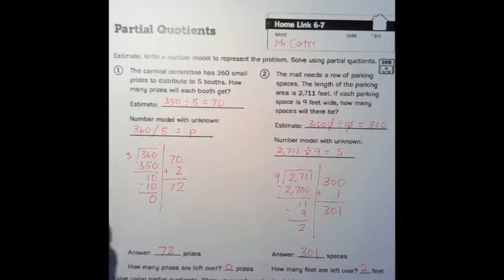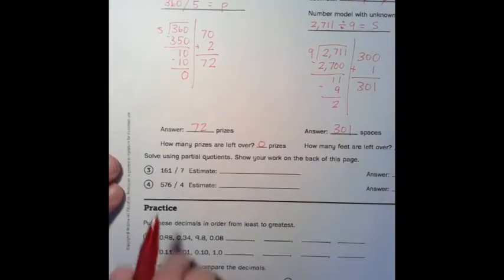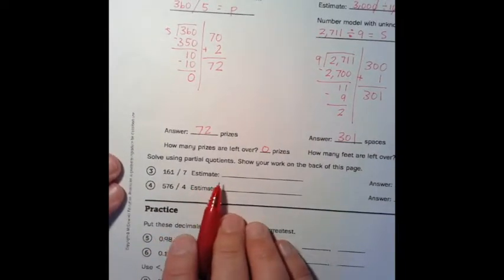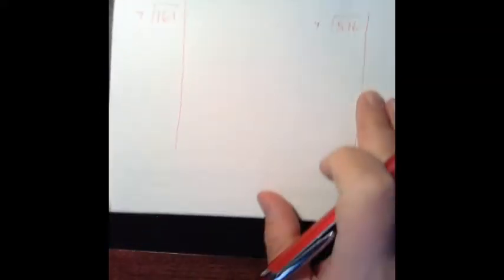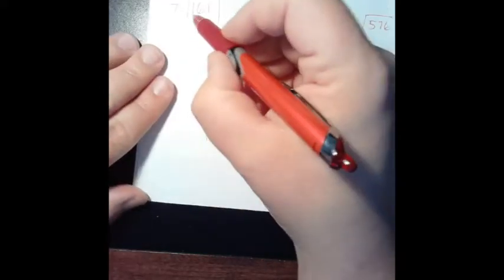Okay. Now they're asking you to solve questions 3 and 4 on the back of this page. So go ahead and do that. I'll do it on another piece of paper over here. So the first one we were asked to do is 161 divided by 7.